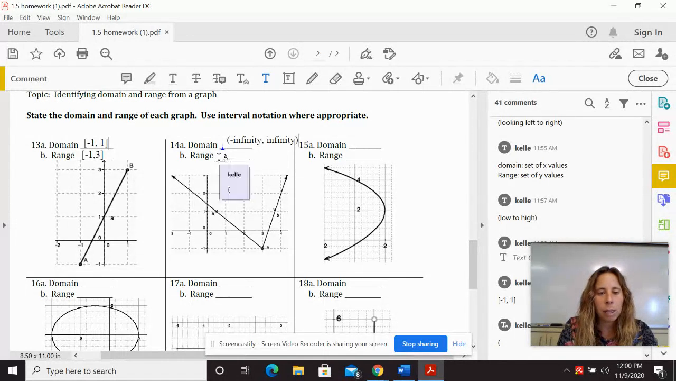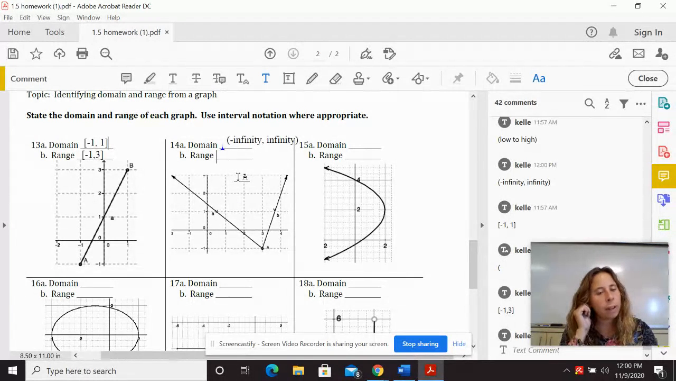All right, and then range. Now you're looking at the y values. So remember, now we're looking low to high. Okay, so my lowest point is -1. All right, so that's not a hole, it's a point, so I'm going to use a bracket, -1. And my highest y value.